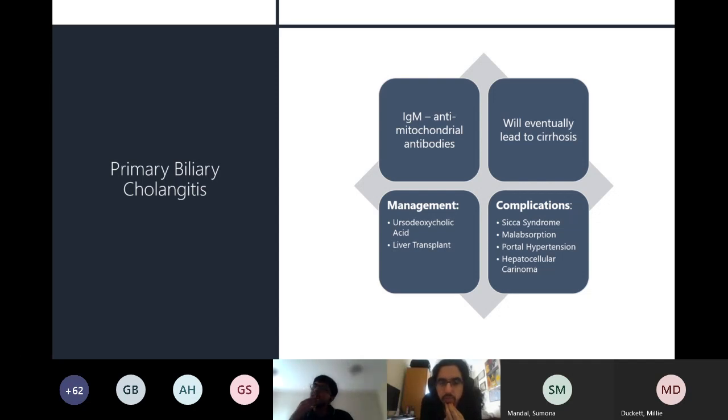Where does xanthelasma fit in this picture? So, ladies with primary biliary cholangitis often do get xanthelasma and xanthomata. I think it's partially due to the lower efficiency of the liver to manage cholesterol generally. I'm not sure of the exact etiology, but it's common in this condition.